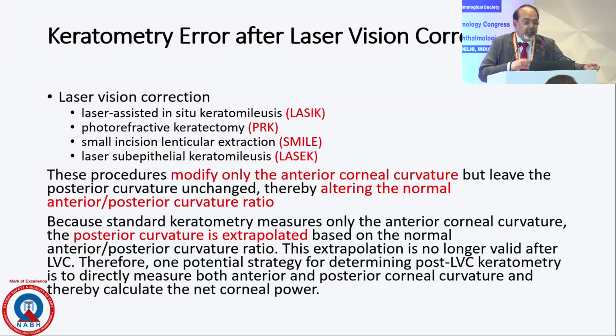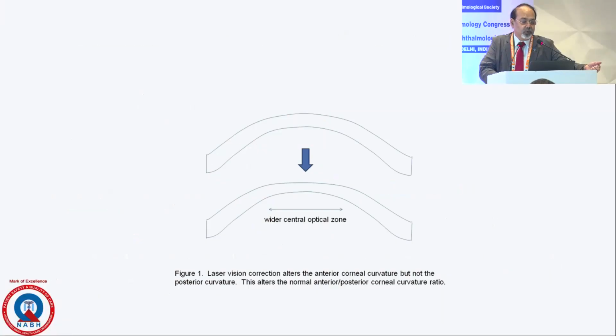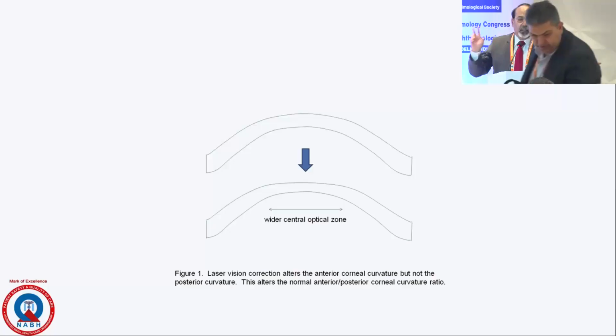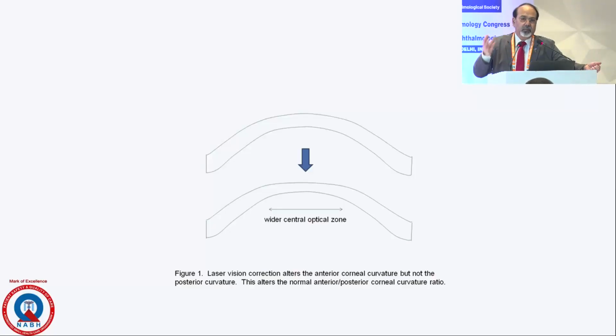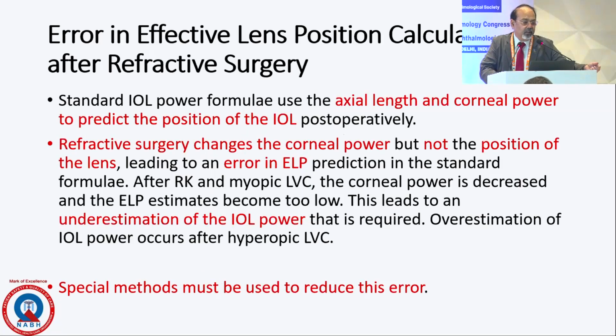In LASIK, PRK or SMILE, whatever laser correction we are doing, the anterior corneal curvature is changed and the posterior corneal curvature is not, thereby altering the normal anterior posterior curvature ratio. This is again very important, and one has to assess what kind of corneal curvature we are looking at, ultimately anterior and posterior both together. But the optical zone is much wider, so there is not much of an issue, because calculation of the corneal curvature is not very difficult.